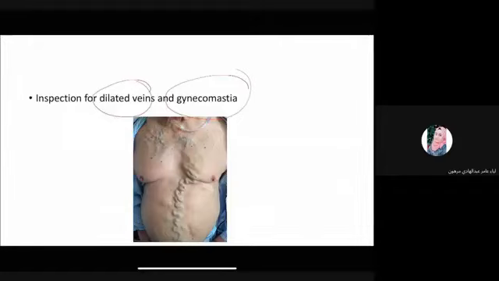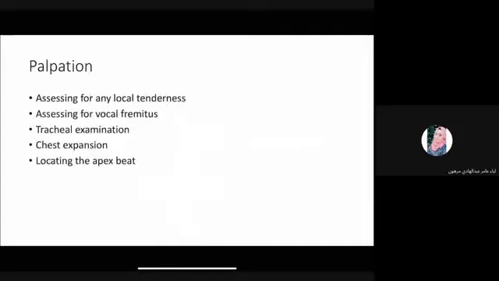What are the steps of palpating the chest? Okay. Palpating the chest, we need to assess for any local tenderness, okay? To assess for vocal fremitus, tracheal examination, and to locate the apex beat.